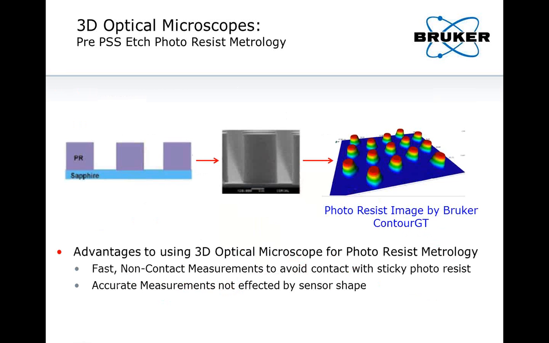Great tools for imaging and analyzing pre-PSS photoresist. You see the photoresist on a sapphire substrate, a corresponding SEM image, and then of course the image from the Contour GT, one of our state-of-the-art 3D optical microscopes. And again, they are fast, non-contact measurements, so your measuring system never contacts the sample, and of course there's no effect from the sensor shape because it's an optical tool.